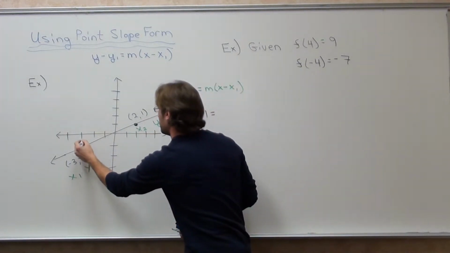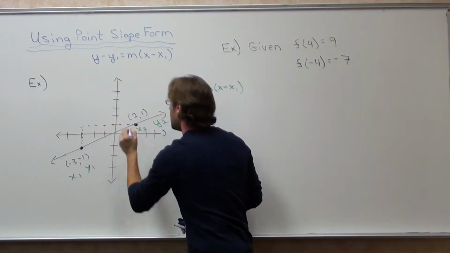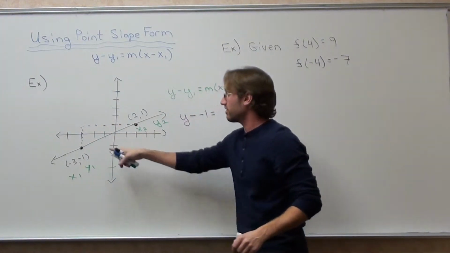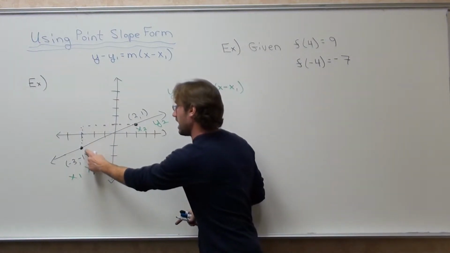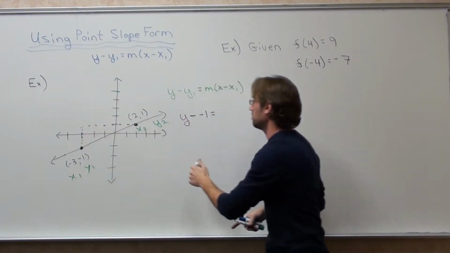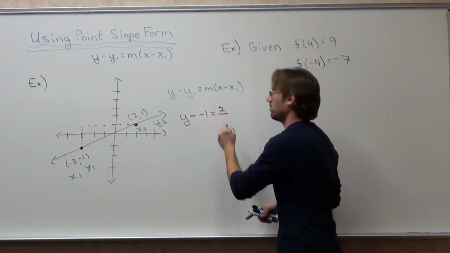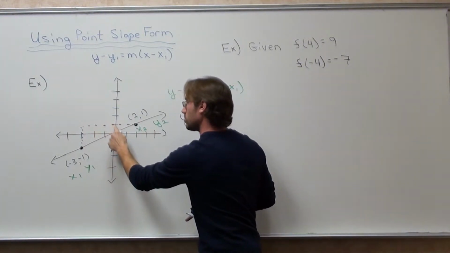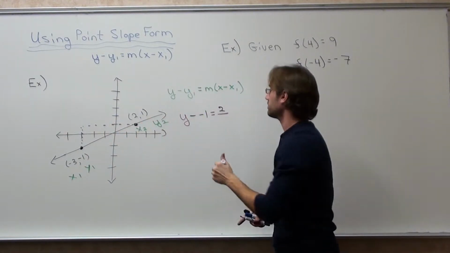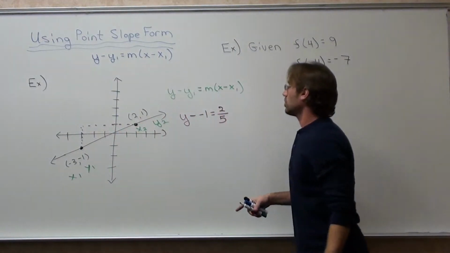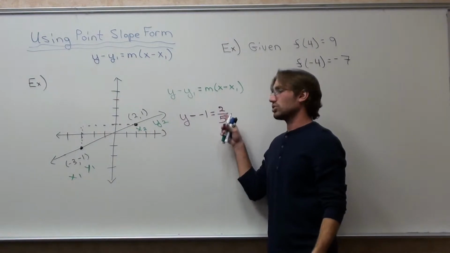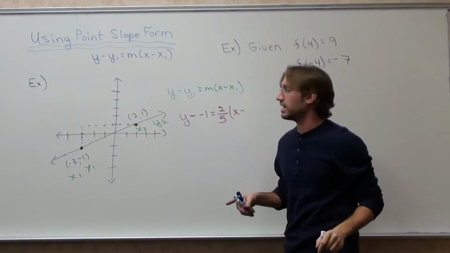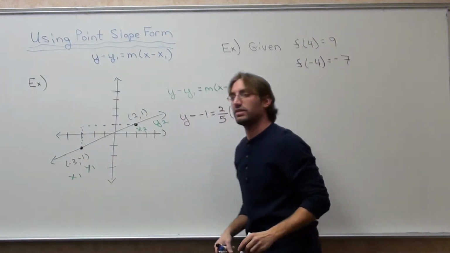So what I'm going to do is count how much it goes up and then to the right to get from this point to this point. So I got to count up 1, 2, over 1, 1, 2, 3, 4, 5. So y minus -1 equals 2/5 times x minus -3.